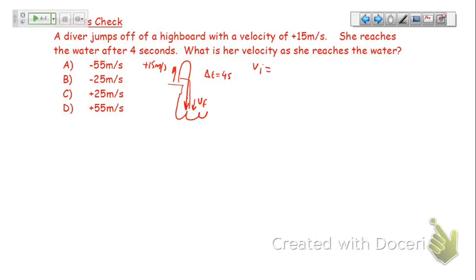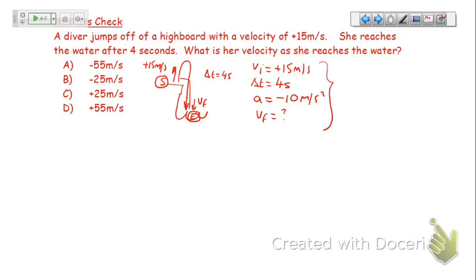So VI is equal to plus 15 meters per second. And I know from the start to my end, which is just before she touches the water, my delta t is equal to 4 seconds. I know my A is equal to minus 10 meters per second squared. And I want to know my VF. The most common mistake is people think it's a conceptual question and put down VF equals 0 because it must stop moving. But again, that's not the end of the free fall. That's once she's in the water.